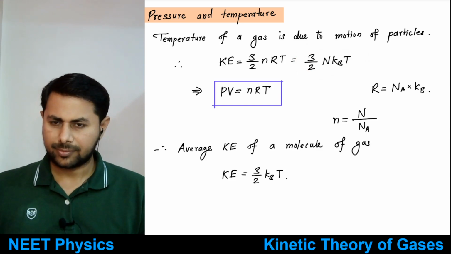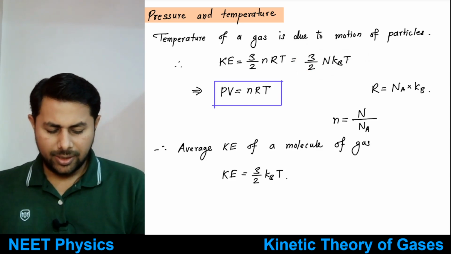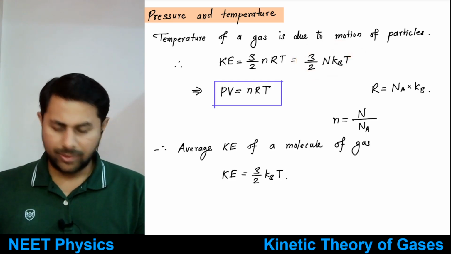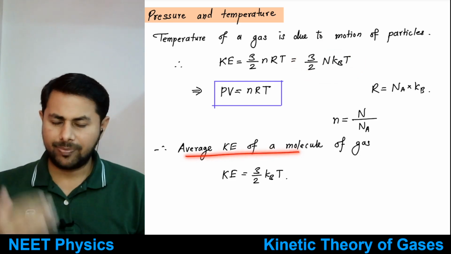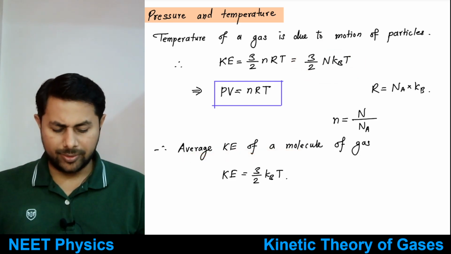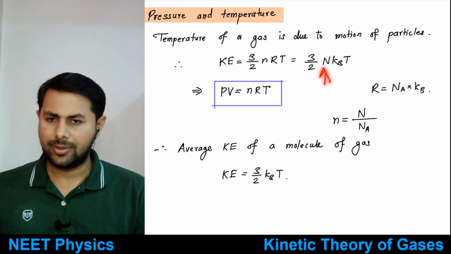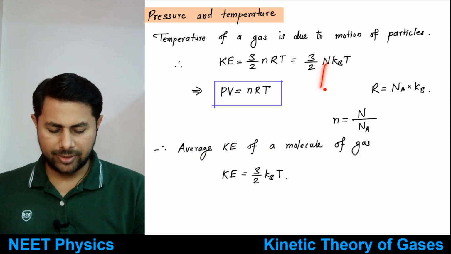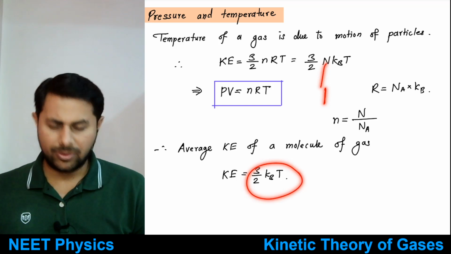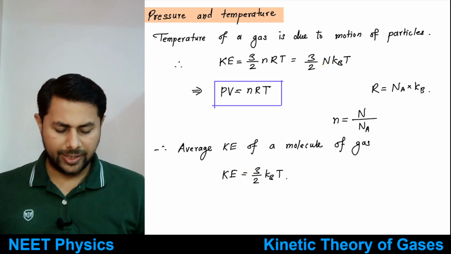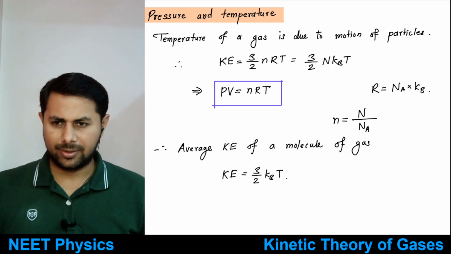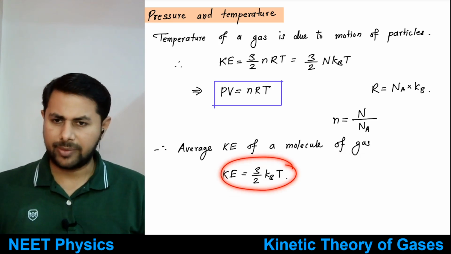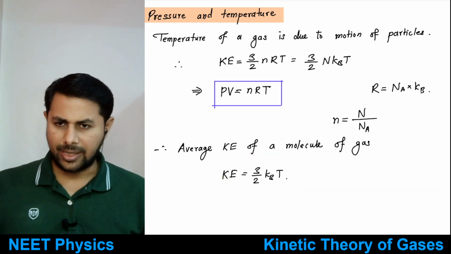Right? So this is for N number of molecules. So what about the average kinetic energy per molecule? For one molecule, just put N equal to 1, so it will be 3 by 2 kBT. So this is how we get the average kinetic energy per molecule of a gas, and that's equal to 3 by 2 kBT. This is clear, right?